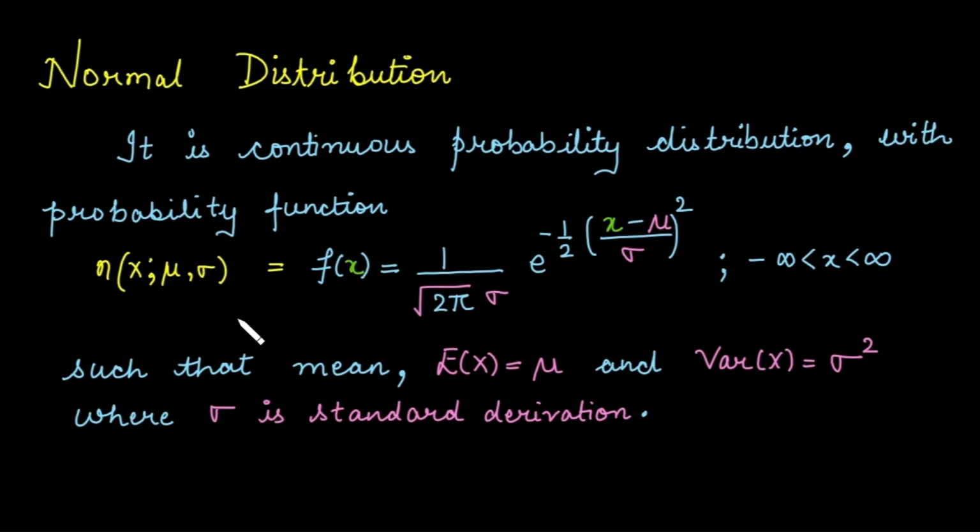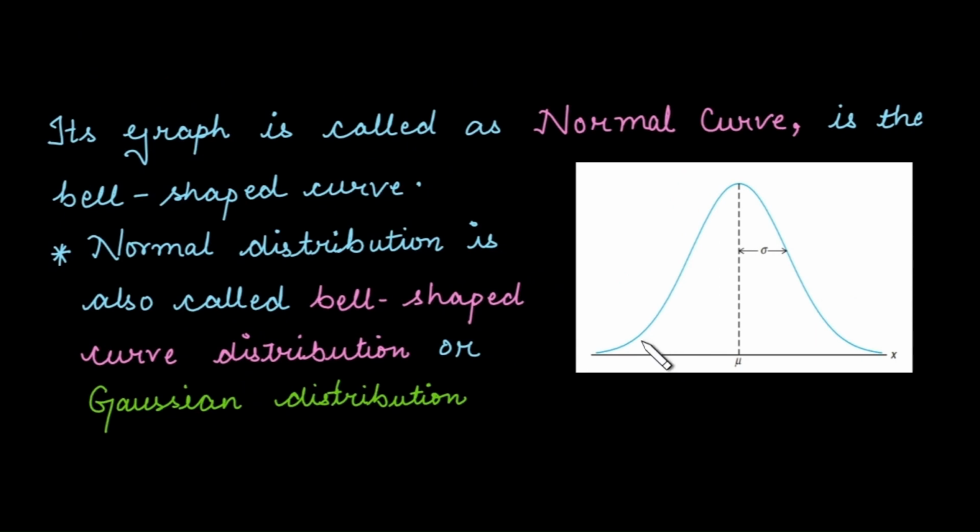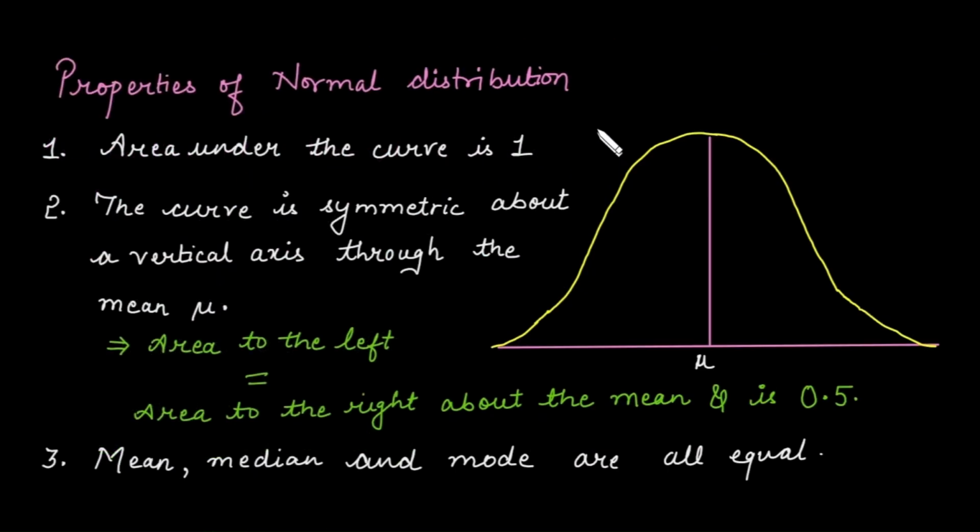is the standard deviation. The normal distribution graph forms a bell-shaped curve called a normal curve, and because of this, sometimes the normal distribution is also called a bell-shaped curve distribution. It is also referred to as the Gaussian distribution. There are certain properties of the normal distribution.